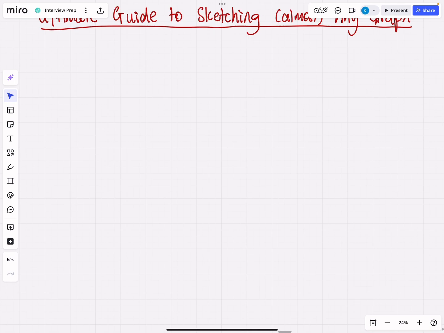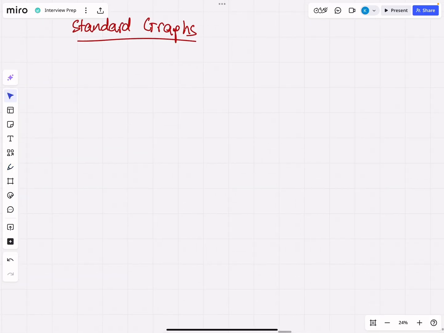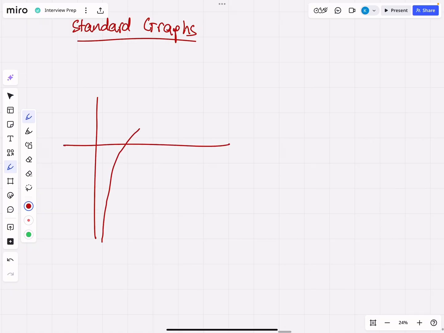So for A-level, there's a couple standard graphs you need to know. I'm expecting that you know these graphs. So we've got y equals log x, the natural log of x, so it's going to go like that, and crosses at 1.